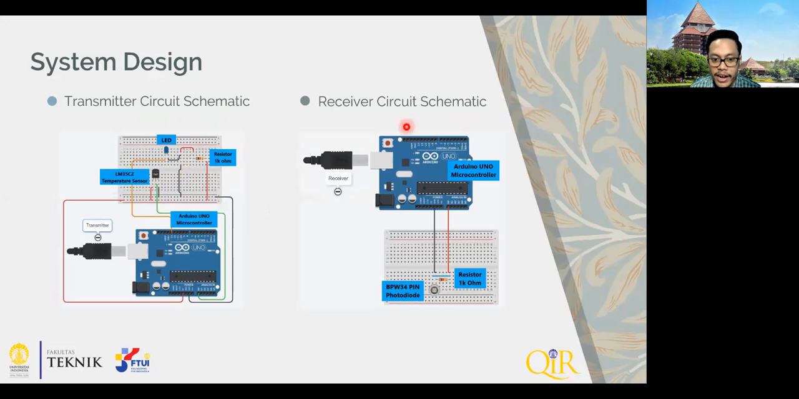The figure on the right shows a schematic for the visible light communication system at the receiver, which is relatively simpler than the transmitter because there is only a resistor and a photodiode to receive information in the form of an optical signal that was previously sent.